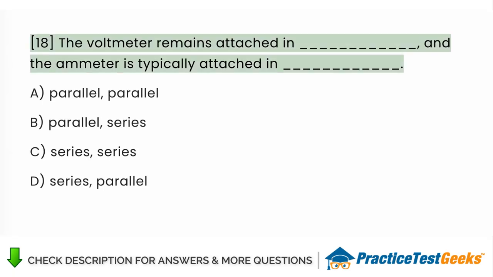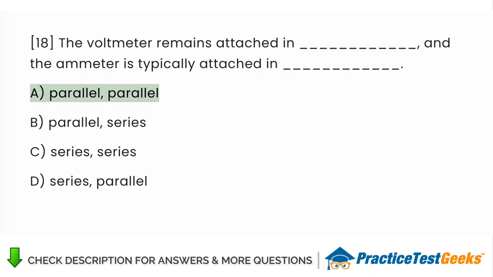The voltmeter remains attached in ___, and the ammeter is typically attached in ___. A. Parallel, parallel. B. Parallel, series. C. Series, series. D. Series, parallel.